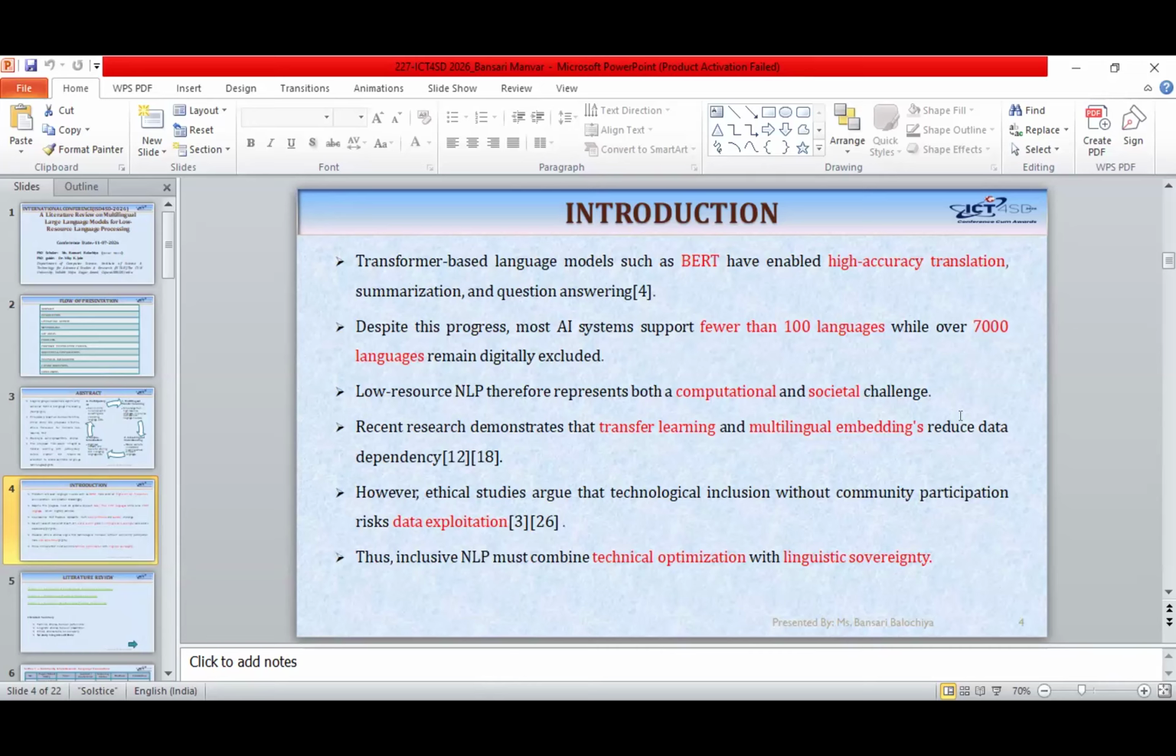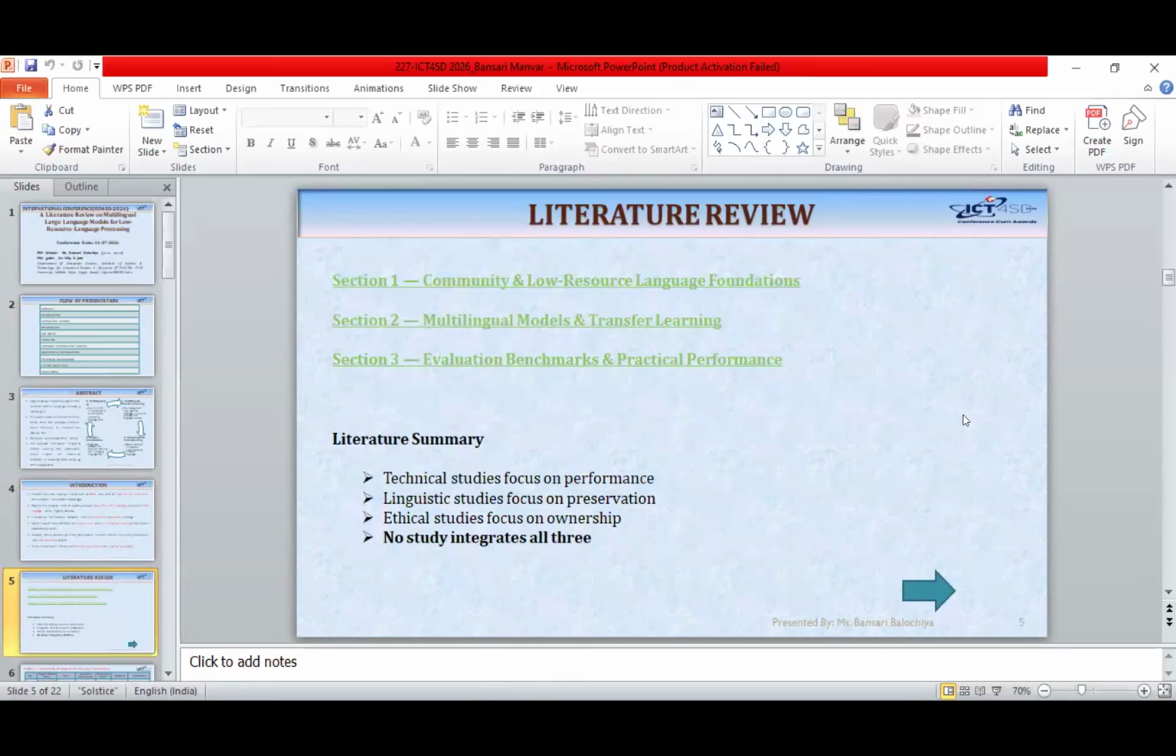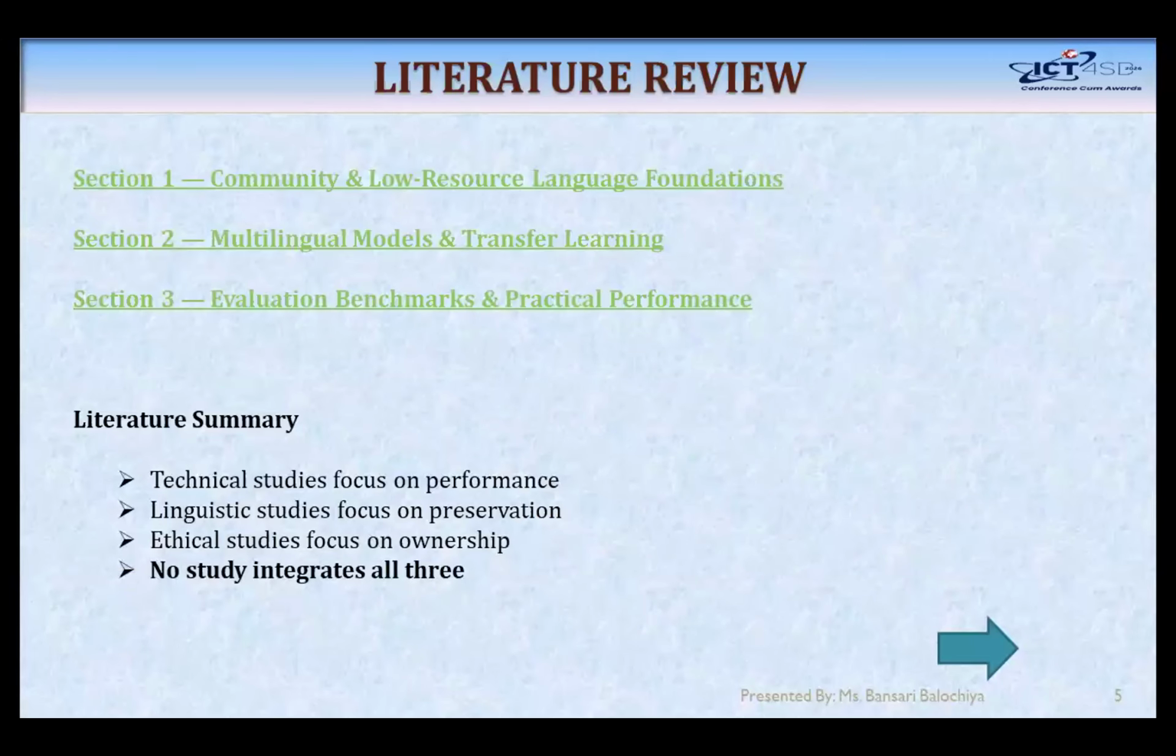However, ethical studies argue that technological inclusion without community participation risks data exploitation. So next, the literature review. I divide my literature review into three sections. First section is community and low resource language foundations. Second is multilingual models and transfer learning. Third is evaluation benchmarks and participatory performance.